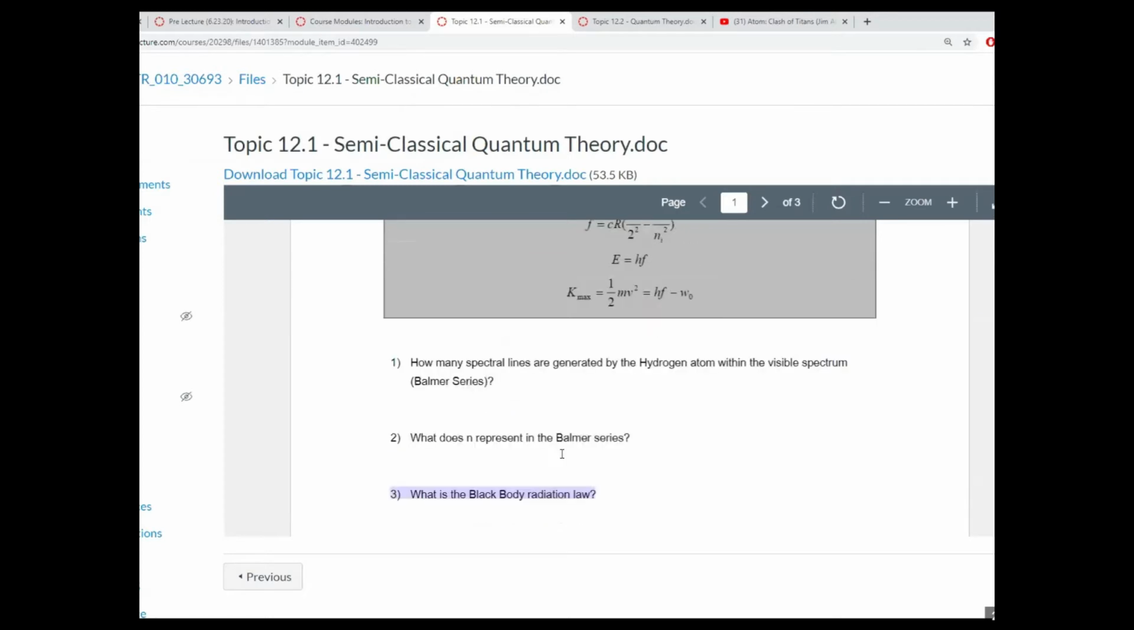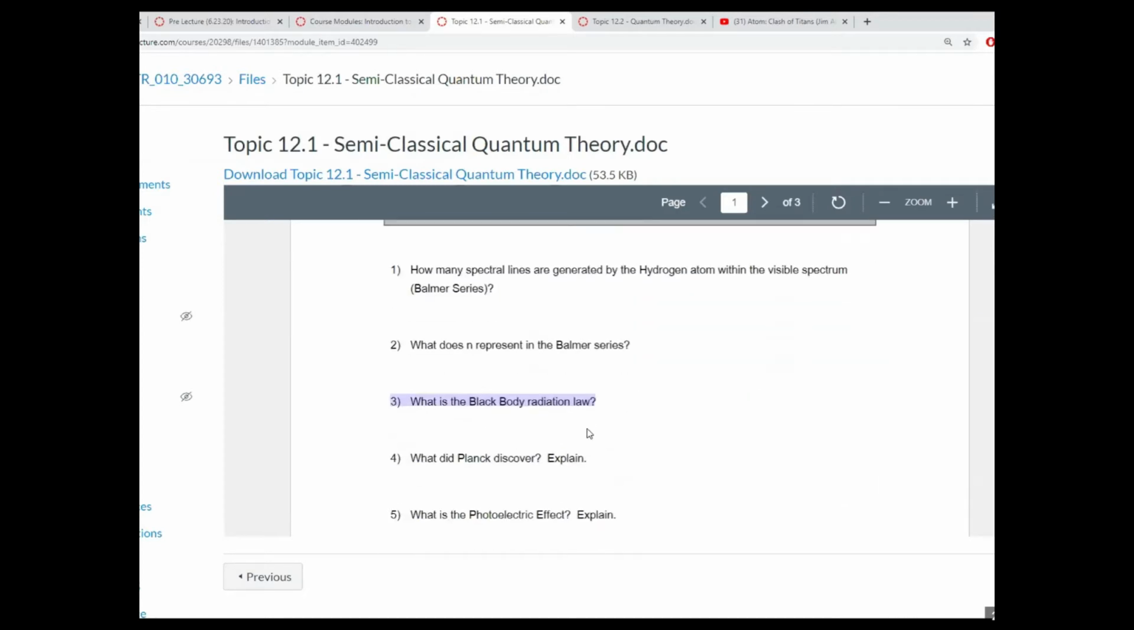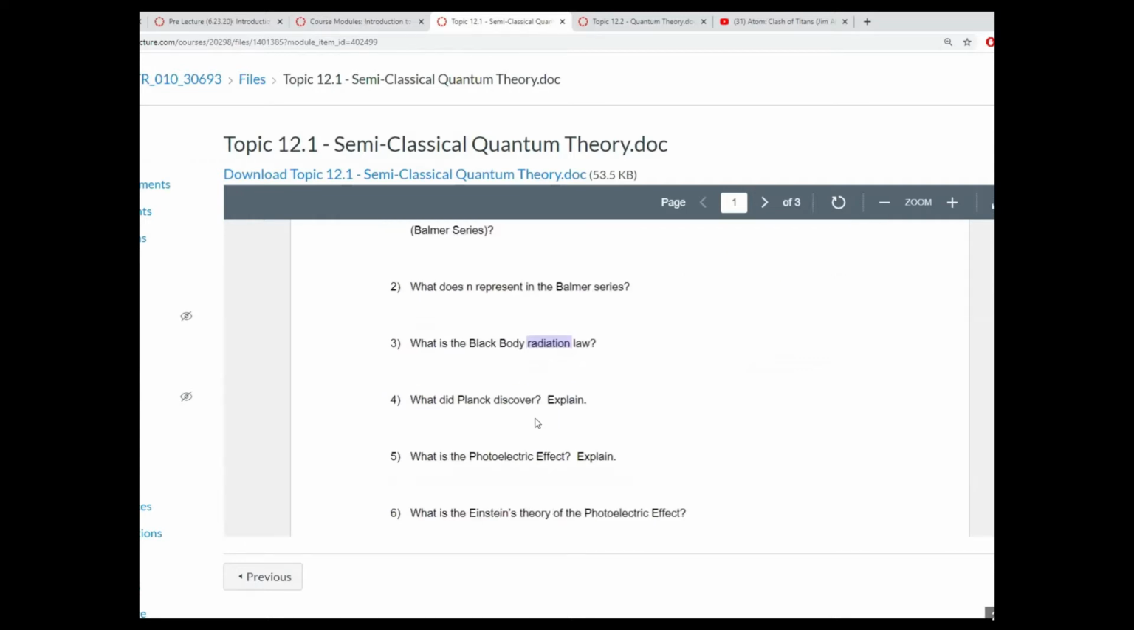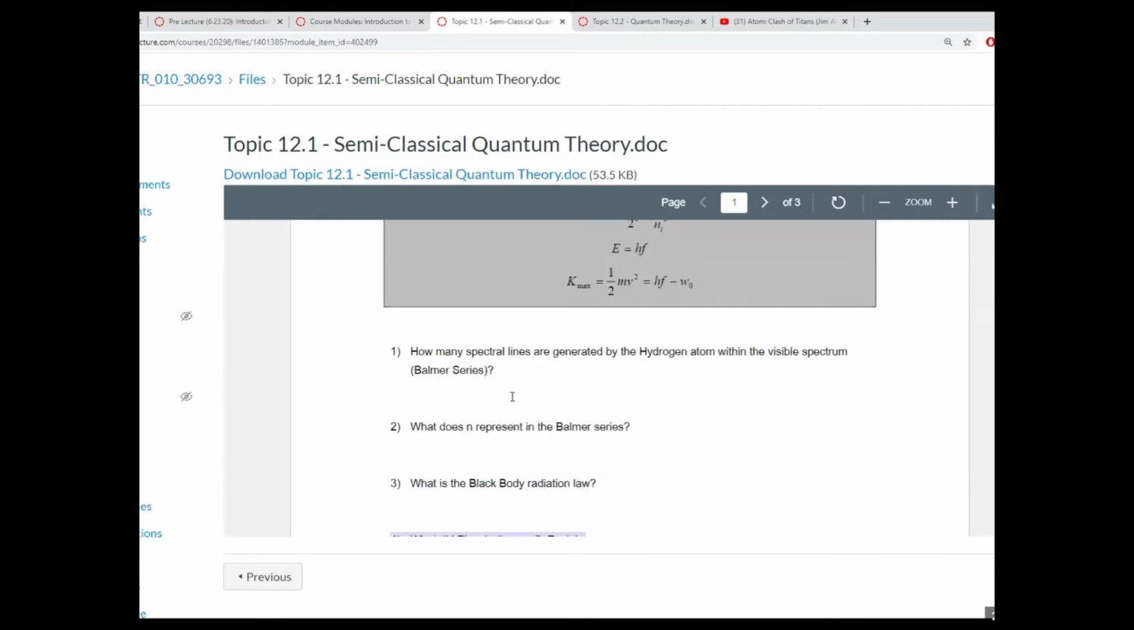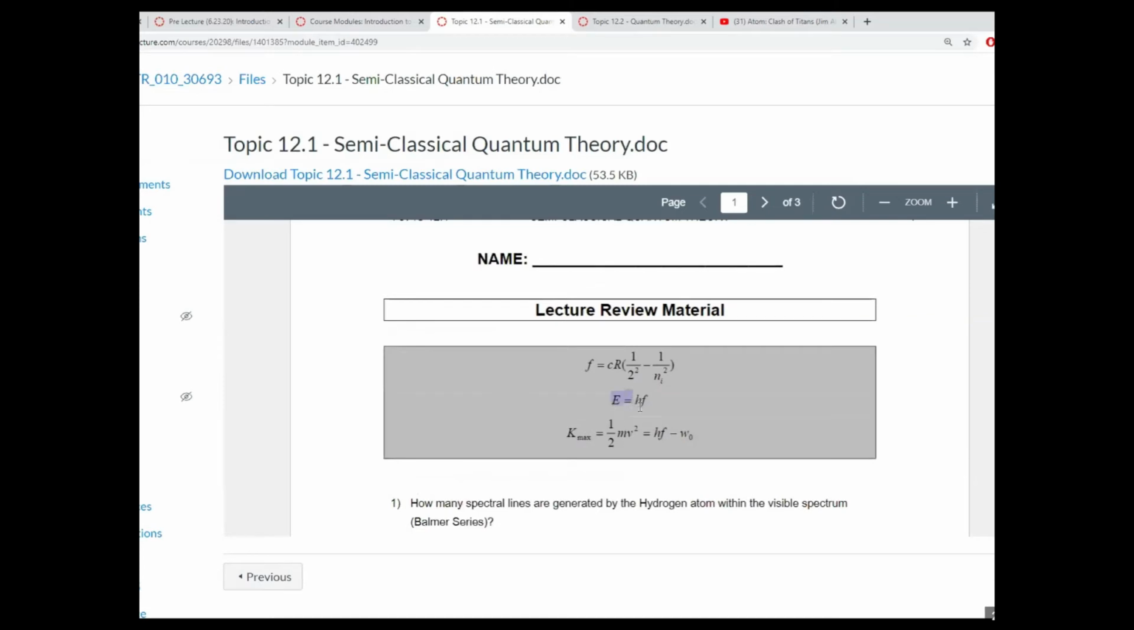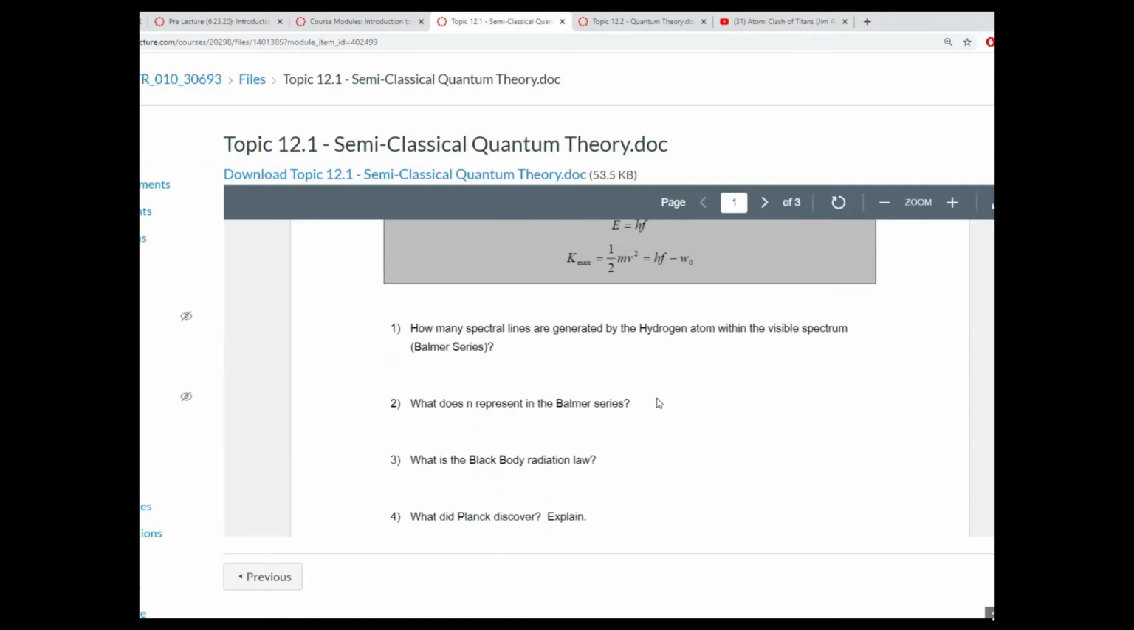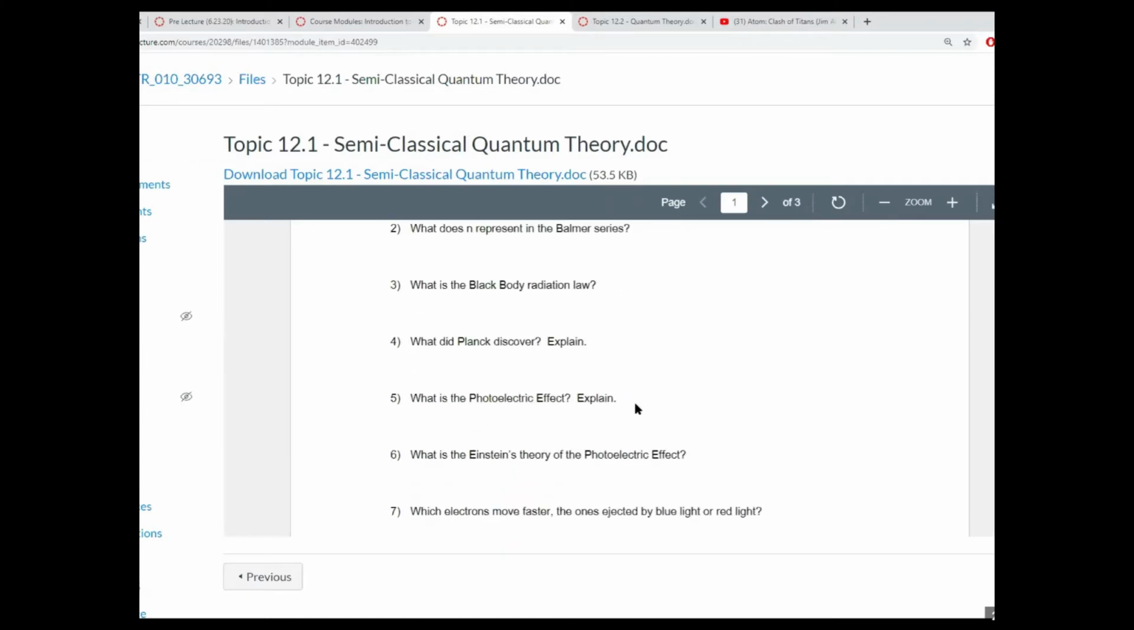So black body radiation law, simply stated: when things are heated, they will glow. When you increase the temperature, color is going to shift from red to blue. That's what it means. So what did Planck discover? Planck discovered that the energy is quantized. This is the formula that you're looking at. Energy quantized means that you take the frequency and chunk it out. You quantize it, you turn it into a little particle, an energy chunk. So he discovered that the energy is quantized, and based upon that assumption, he was able to explain black body radiation.